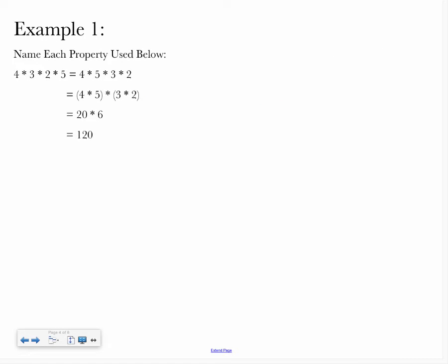Now let's look at example 1. So I start with 4 times 3 times 2 times 5. And I want to look at what property I use in each step. So on the left side, we have 4 times 3 times 2 times 5. On the right side, we have 4 times 5 times 3 times 2. So you can see I changed up the order. So let's look. What property is the one that means order doesn't matter? Our commutative property. Okay, so that's what we did in the first step there.